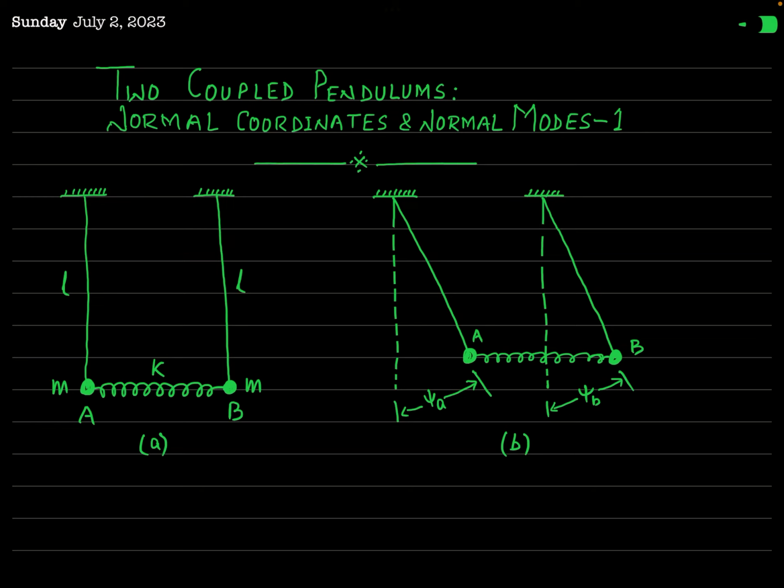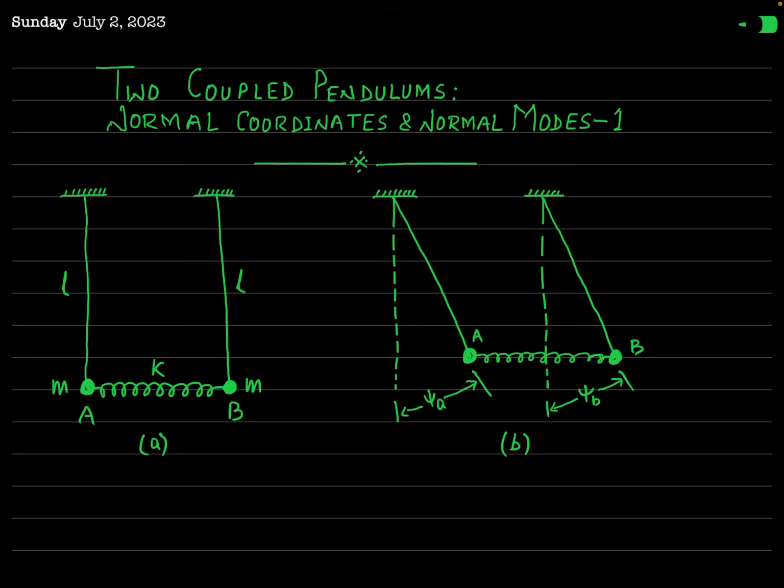So the first example which we have taken in the introduction for discussing coupled oscillations was the 2 coupled simple pendulums. So the first problem, or first theory, we are going to see is regarding the 2 coupled pendulums.